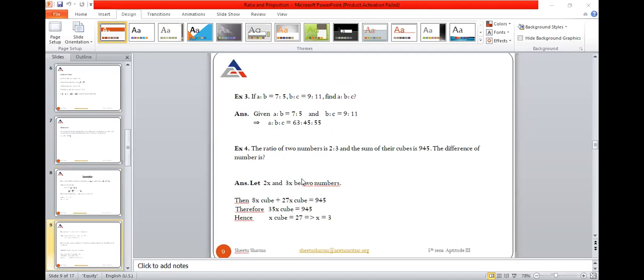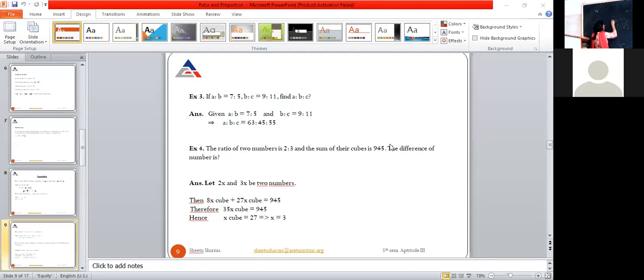Next example is, if a is to b equals 7:5 and b is to c equals 9:11, then find a is to b is to c. So we have to find the value of a is to b is to c. Given that a is to b equals 7:5 and b is to c equals 9:11, how will we find this? First of all, we will make the term b common for both the equations.